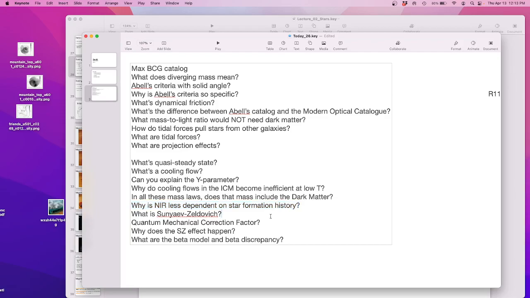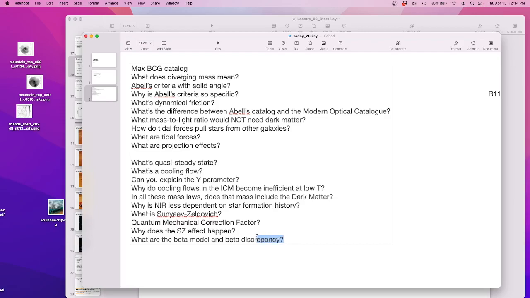What is Sunyaev-Zeldovich? The short answer is CMB photons that get heated up by X-rays. The quantum mechanical correction factor, I actually don't know, and I didn't look it up, so I'll have to get back to that. And why does SZ happen? Because I've got a photon and a hot electron. That hot electron smacks that photon and kicks it up to a hotter photon, and it cools off the electron. But I can't see the electron, so I don't care. But it heats up the CMB photon. I'll talk in depth about that.